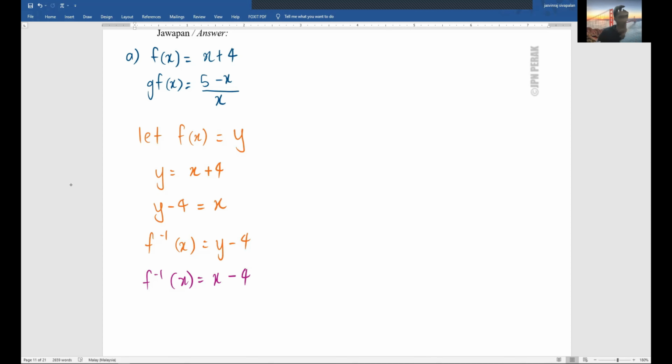There is no restriction on letting an unknown be that. You can let any unknown, all the alphabets from A to Z. No problem, just make sure it's readable at the end.